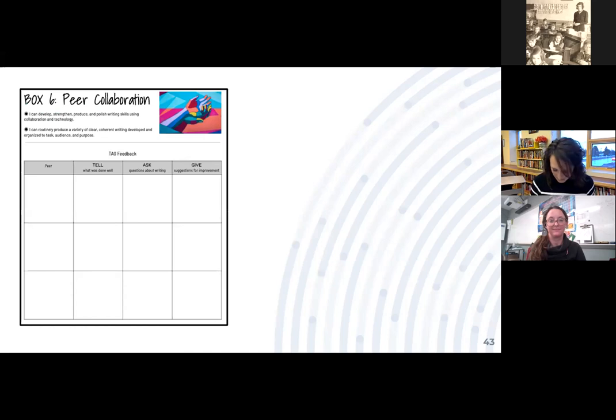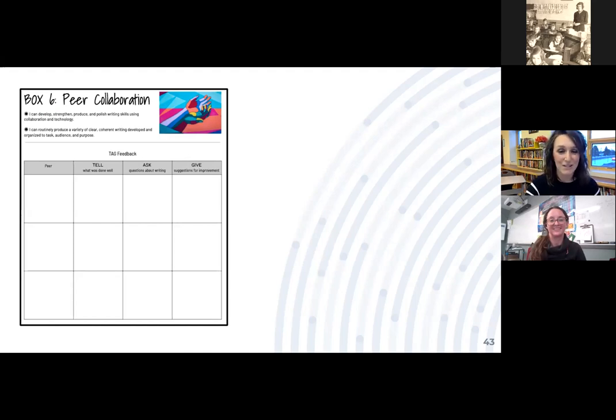In the text, page 139, Fisher and Frey propose a collaborative feedback protocol, a TAG protocol. Tell your peer or group member what was done well with their work, ask them questions about their work, and give specific suggestions for improvement. I liked this so much, I actually used it in my classroom today.